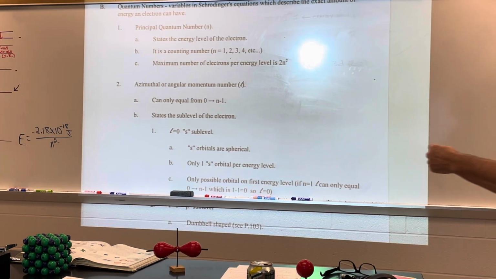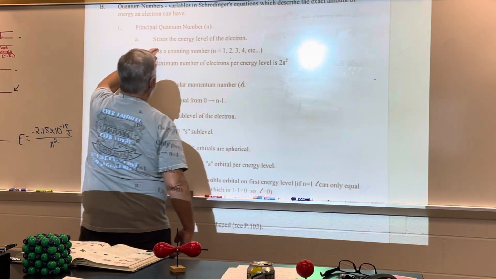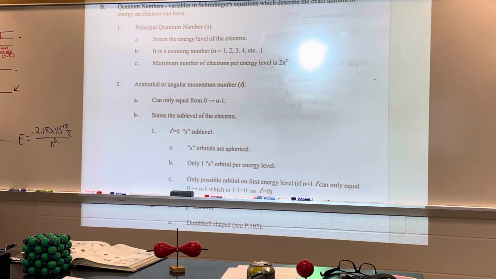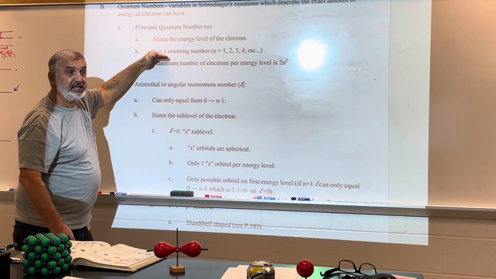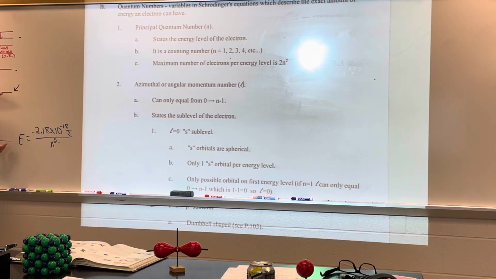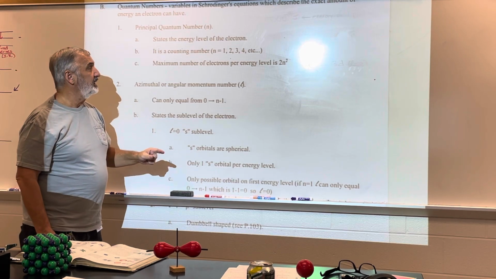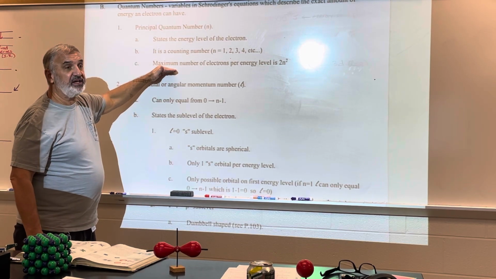So the principal quantum number states the energy level the electron is on. That's my N. Is it on the first energy level? Is it on the second energy level? Third, fourth, fifth, sixth energy level? It's got to be a counting number. Again, it can only go from one fixed energy level to another.